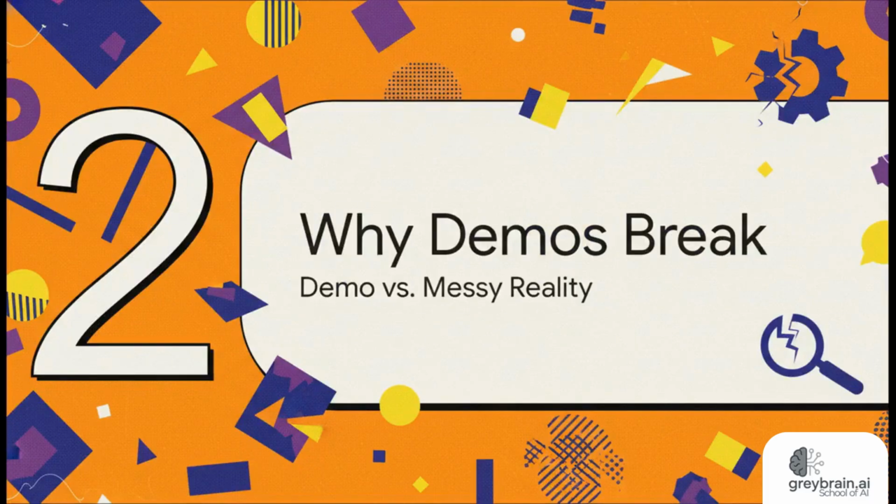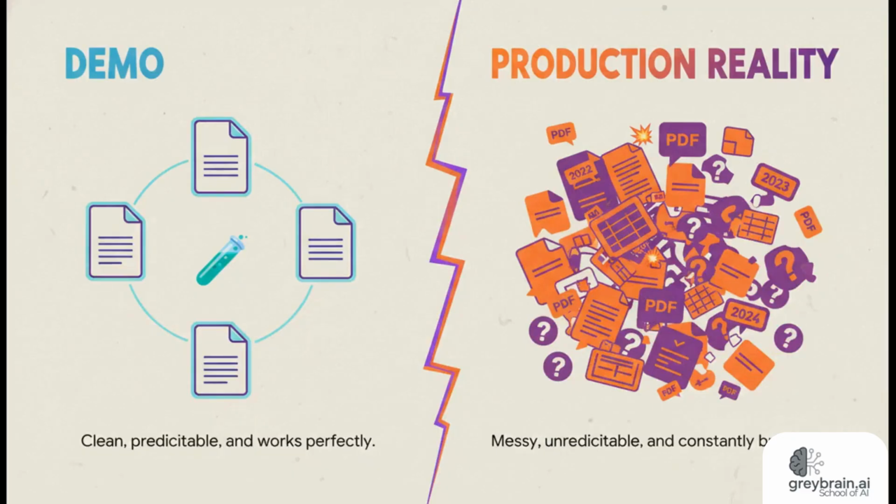Okay, so let's dig into that. Why does this breakdown actually happen? What is it about the real world that just shatters the illusion of that perfect demo? Well, in a demo, everything is pristine. You're using clean, simple text files. You're asking questions you already know the system can handle. Production reality, though, it's a total mess. We're talking about gnarly PDFs, complex tables, multiple versions of the same document floating around, and users who ask vague, rambling questions. The simple model just isn't built for that kind of chaos.